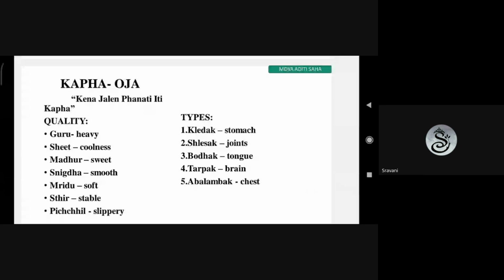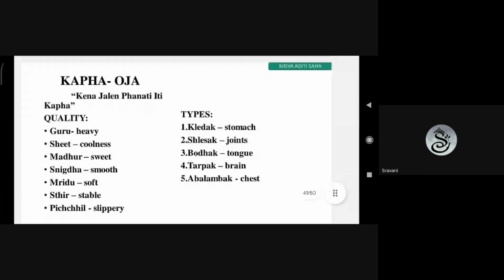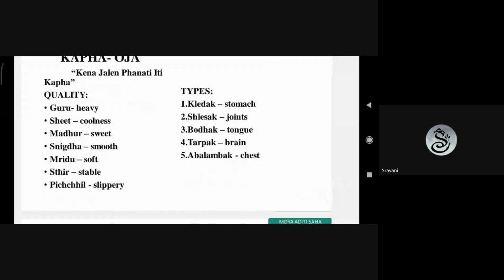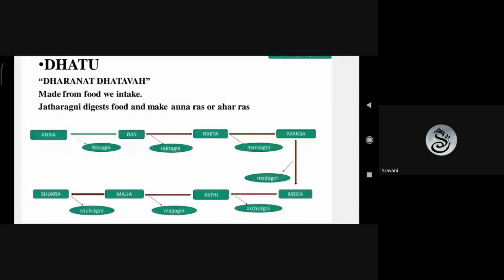Yes. Can you spell that slippery Sanskrit term? Pichchhil. Oh, yeah, this Pichchhil. Okay. Thank you. Pichchhil is the Sanskrit term for slippery.